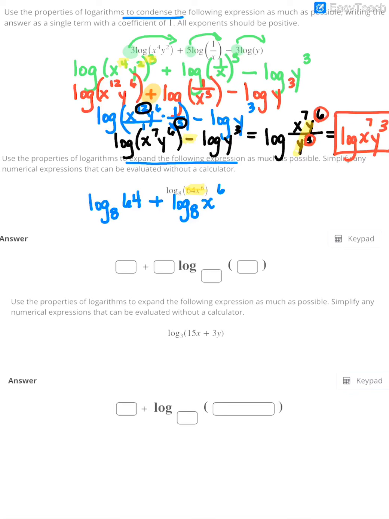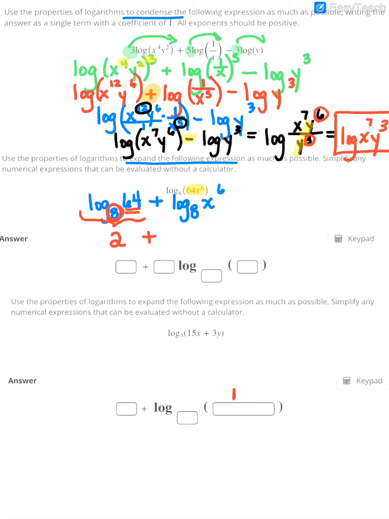Now, they do want us to simplify numerical expressions that we can do without a calculator. So they're assuming that we remember the meanings of logs. And when I look at this very first one, remember, when you're looking at a logarithm, you're saying to yourself, what power of this base would give you this number? So what power of 8 would give me 64? And that answer would be a 2. So that simplifies to be 2.